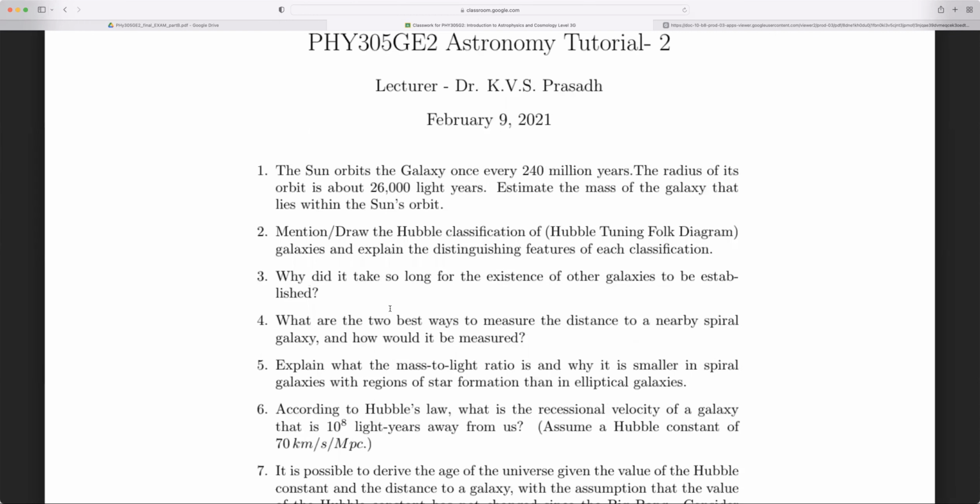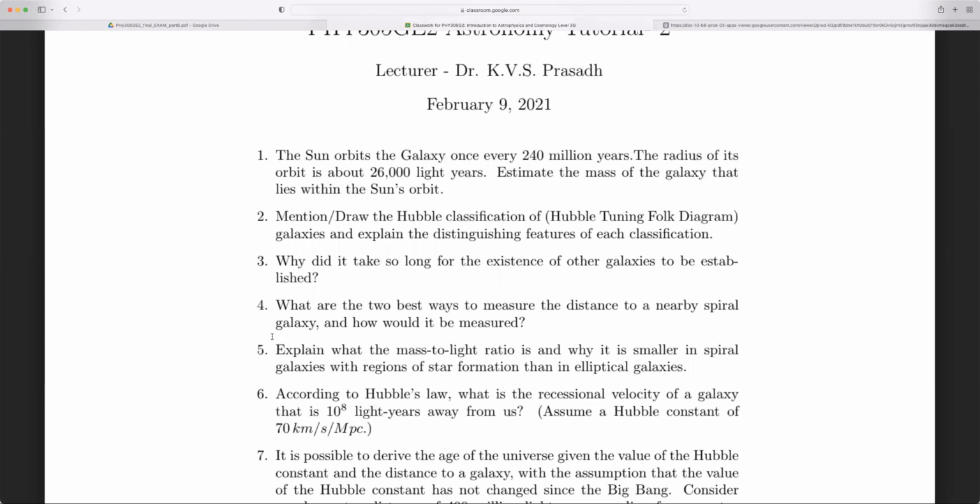And here: what are the two best ways to measure the distances to nearby spiral galaxies and how would it be measured? Now you can see that the questions that appear in the exam paper and the questions I am asking here are kind of the same thing, right? The way I have asked is different, but the content is the same, because there is nothing that I want to ask from you that you don't know, right? And then: explain what is the mass-light ratio and why it is smaller in spiral galaxies with regions of star formation than in elliptical galaxies.